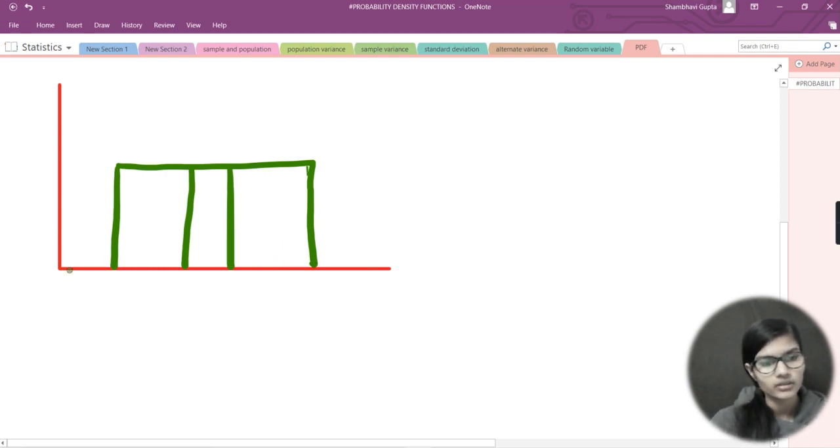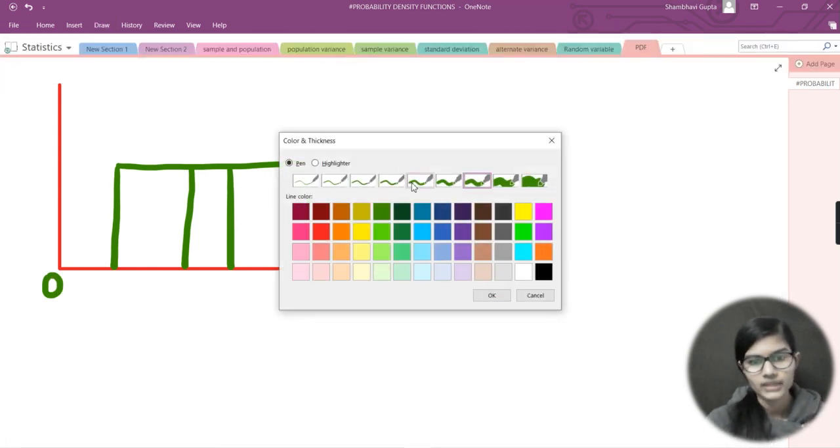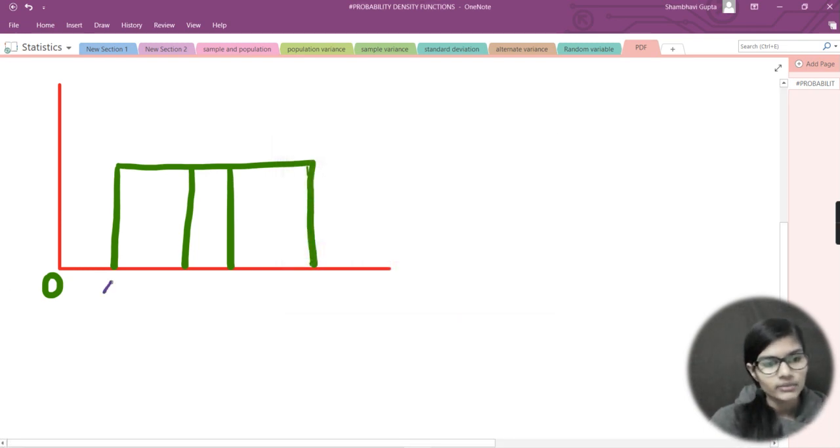Now let me hold on, it's too thick a pen, but fine. Now I'm going to name these things.